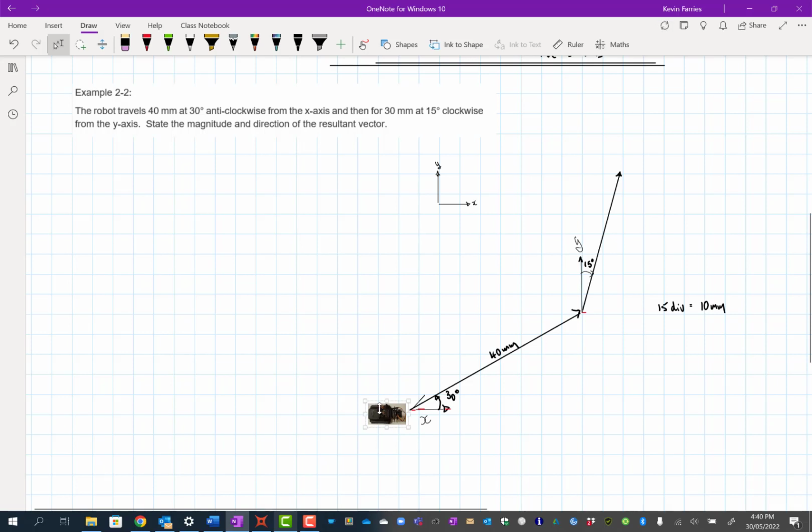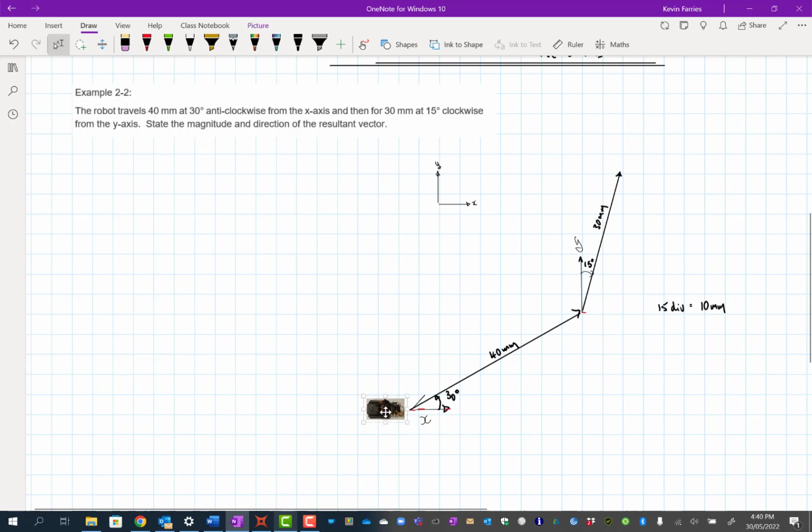And so we've started with the little rover. It's gone 40 millimeters in this direction. Then it's gone 30 millimeters in this direction. I just need to write on that that's 30 millimeters. It's going to be a little bit short of space, so I'm going to try and write that sideways. So 30 millimeters in that direction.